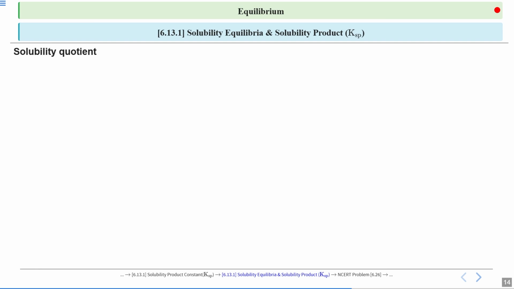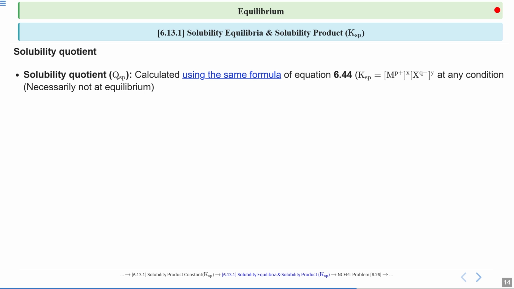Now we will move on to the solubility quotient. To get a small idea of this solubility quotient, you can relate this term to the reaction quotient, right? So whenever you apply this reaction quotient onto a sparingly soluble salt, you call it a solubility quotient. So it is basically the same formula that we are using here, only the situation is different. Here we are not using the equilibrium situation, right? But you will use the same formula which we use for the KSP.